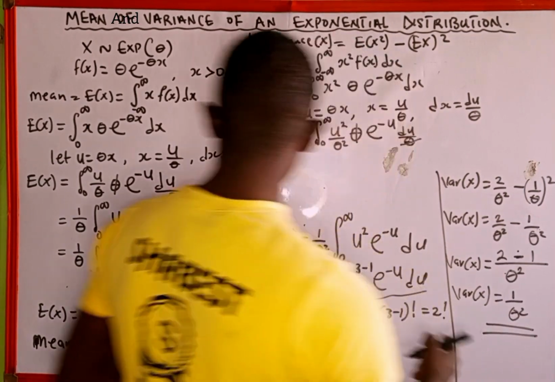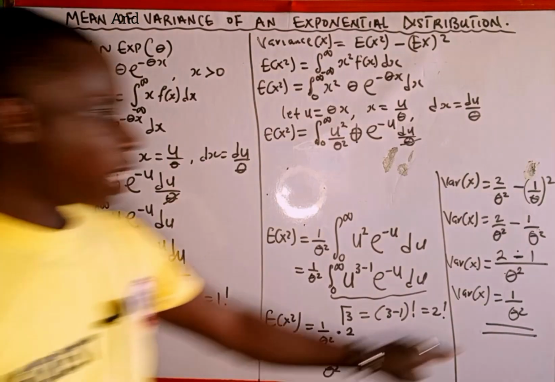So this is the mean of an exponential distribution, and here is the variance.